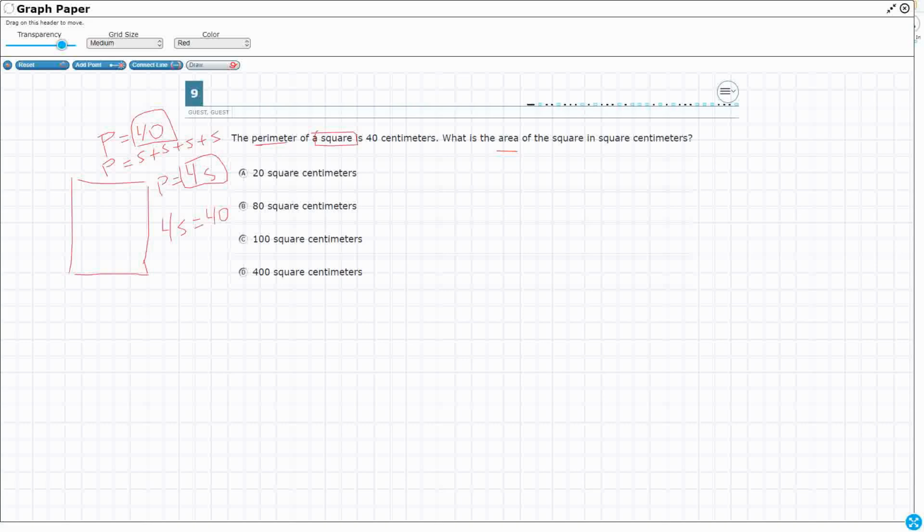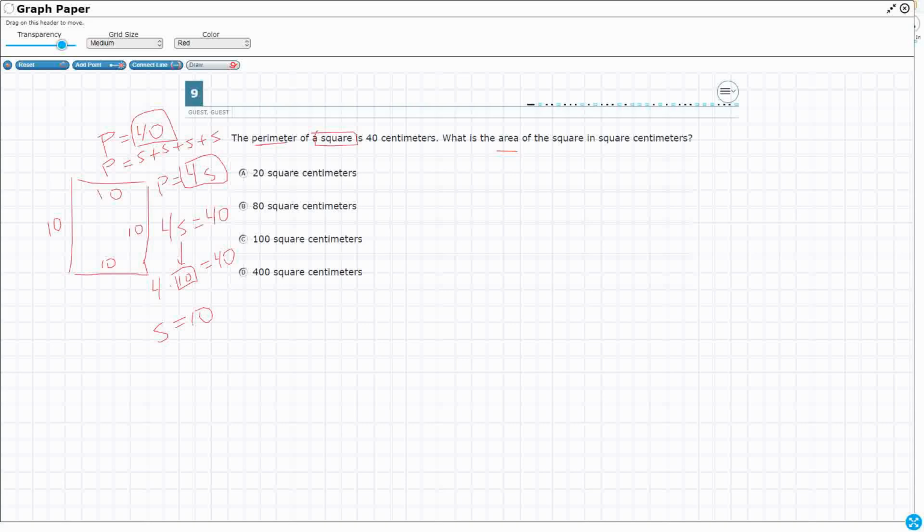Well, 4 times what? 4 times my something, my unknown side. I'm going to replace my s with a box to show me that it's unknown, equals 40. And hopefully we're thinking at that point, oh, it's 10, right? 4 times 10, that's a multiplication fact, so that would work. So my side equals 10, and let's see if this works. If I do 10, 20, 30, 40. All right, so my side length equals 10.